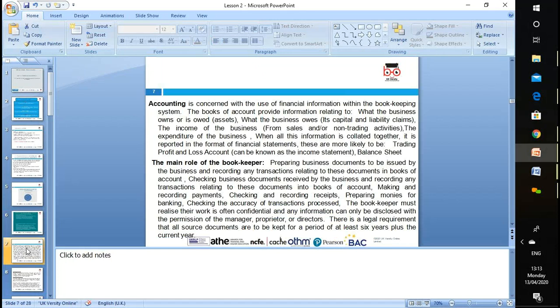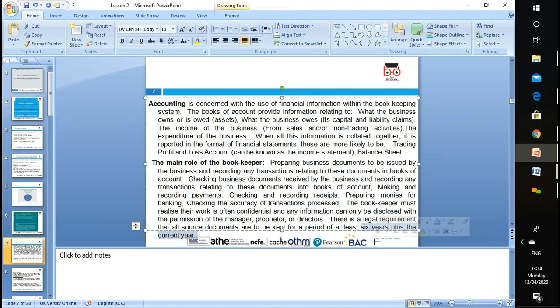So accounting is concerned with financial information within the bookkeeping system. The books of account provide information related to what the business owns, how much worth of assets, and how much worth of liabilities. But the main role of the bookkeeper is to prepare the documents, issue accounts, and check the documents, and we'll go through in the next slide what type of documents I'm talking about: sales invoices and different sorts of purchase orders. Then entering into accounts, recording payments and all these in a systematic way, and we have to keep the records for 6 years plus the current year, so 7 years we have to keep the accounting records.